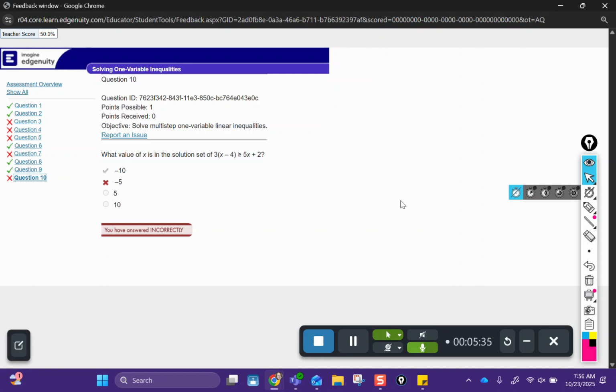Okay, the last one from this quiz, again, it's another "which value is in the solution set." So we're going to go ahead and solve this inequality. We're going to distribute: 3x minus 12 is greater than or equal to 5x plus 2. We've got variables on both sides. Again, I like to move the smaller variable.